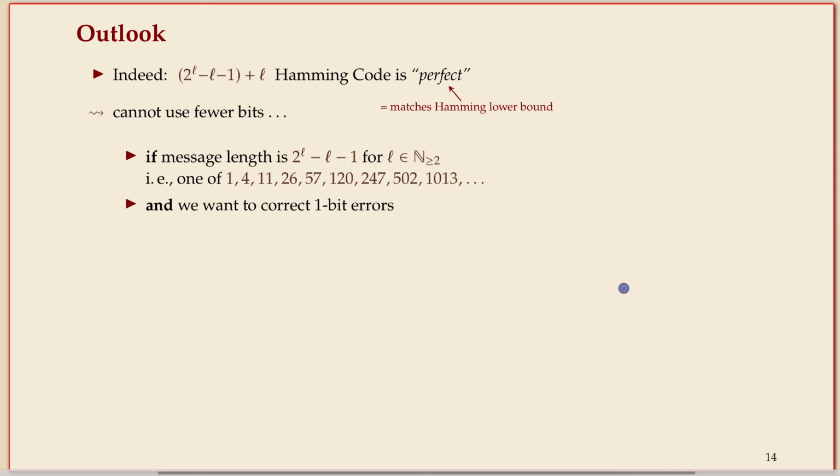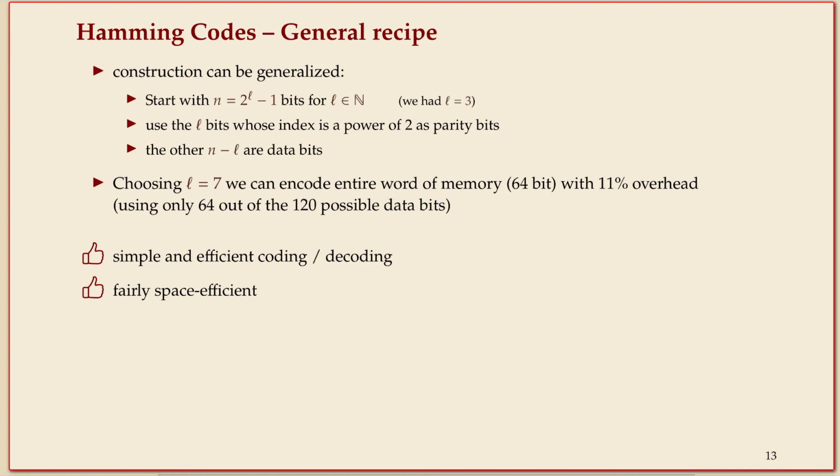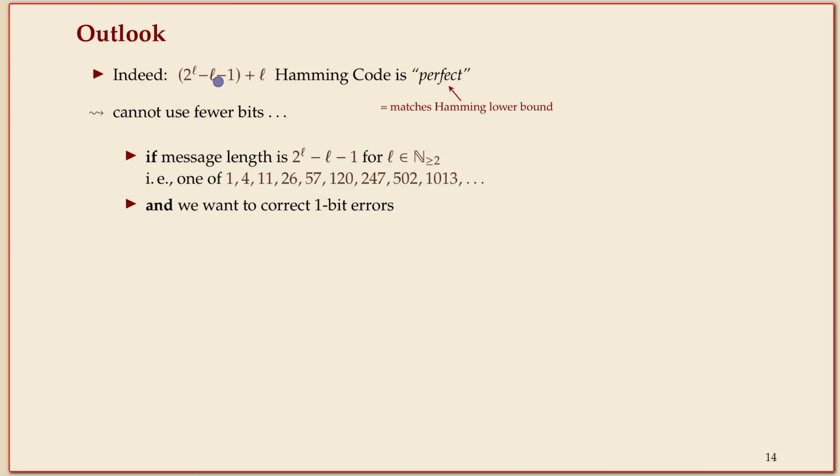If you look at this more closely, you will notice that these choices for the message length as they come out of this recipe are somewhat special. These are the ones where this nicely works out, where the construction can exactly partition the space of 2 to the n around these code words. And people have called this a perfect code because it exactly matches the Hamming lower bound. And so we cannot possibly use fewer bits if we want to correct 1-bit errors in this scenario.